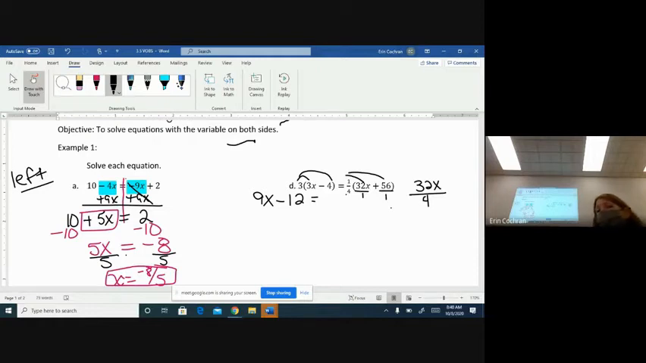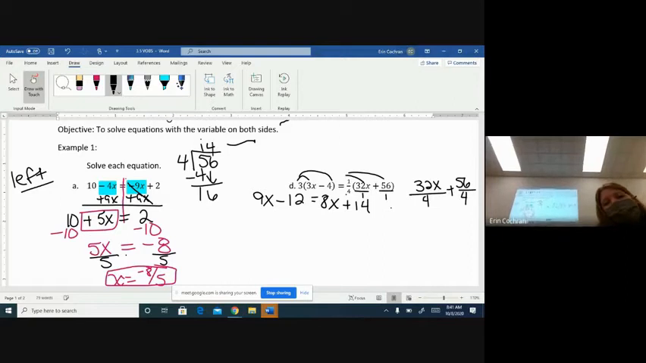So what's a fourth of 32? 8x. And then when we take a fourth of 56, I'm just taking 56 and dividing by 4. And what do we get? 14. Okay, right, 56 divided by 4. 4 goes into 5 once with a remainder of 1, bring down the 6, and 4 goes into 16 4 times.